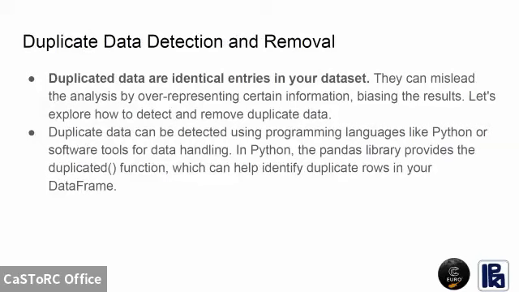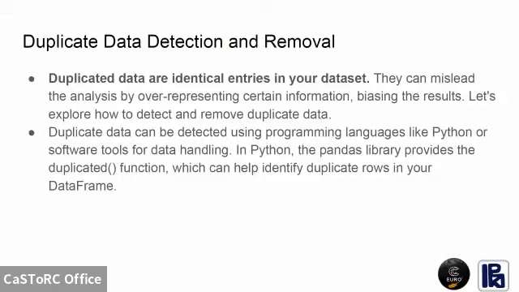The next step you have to check in your data set is to see if you have duplicate data and how you can handle it. When we talk about duplicates, it's duplicate data with identical entries in your data set. This is because you have overrepresentation of some features in your data set. This can mislead the analysis and also introduce bias in your data, depending on how much these duplicates are repeated.